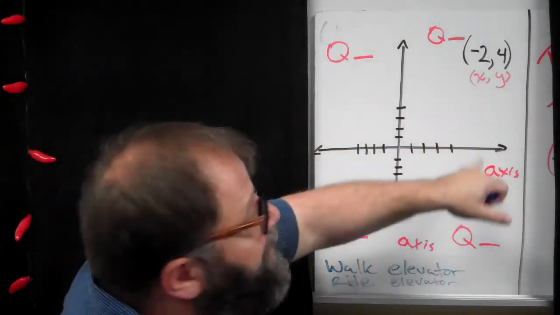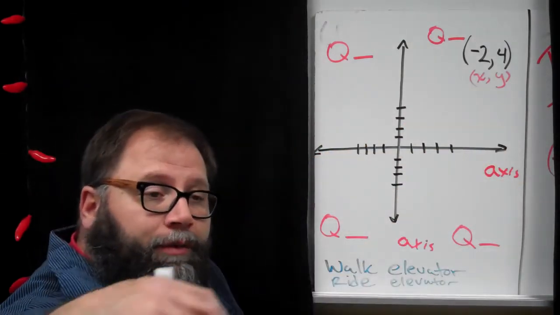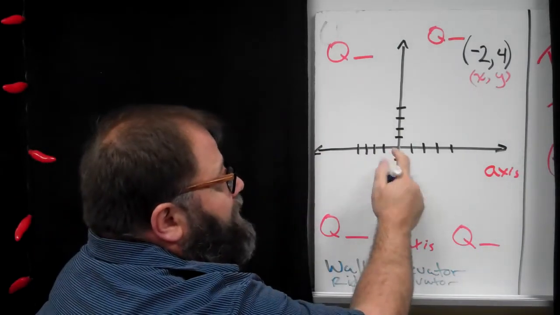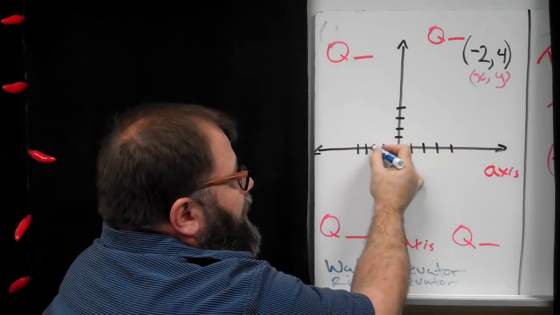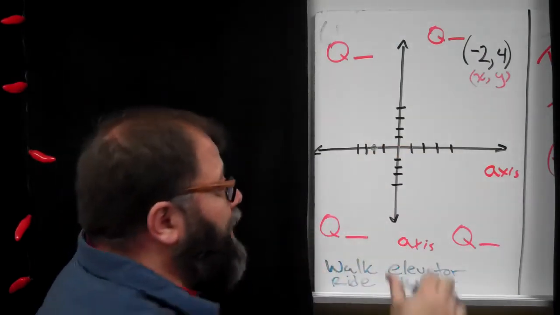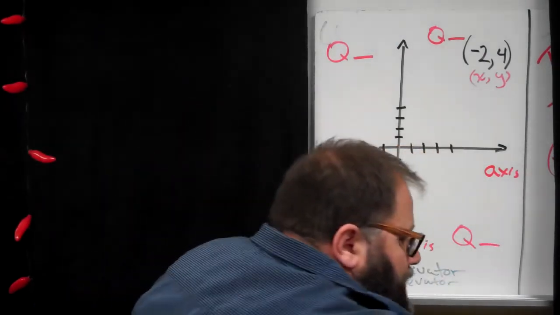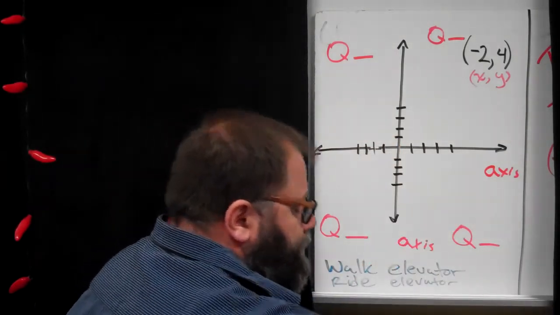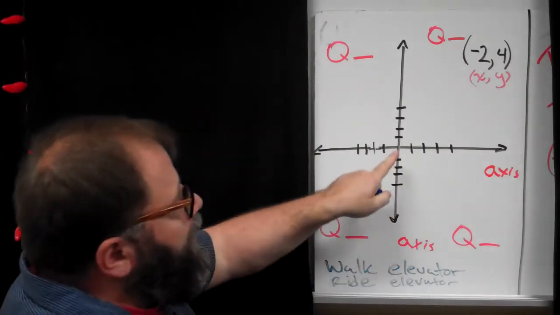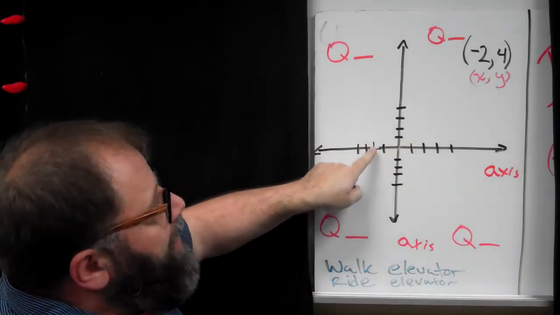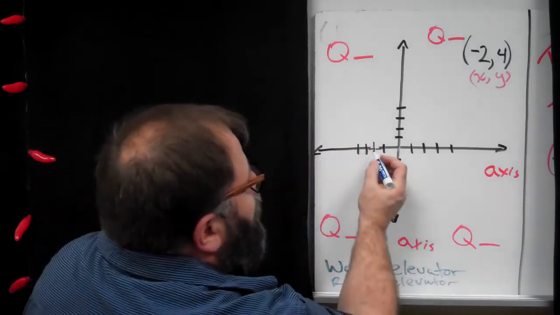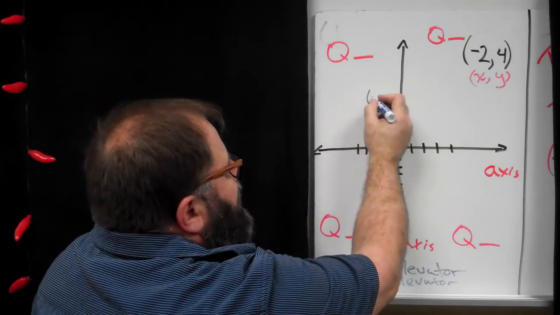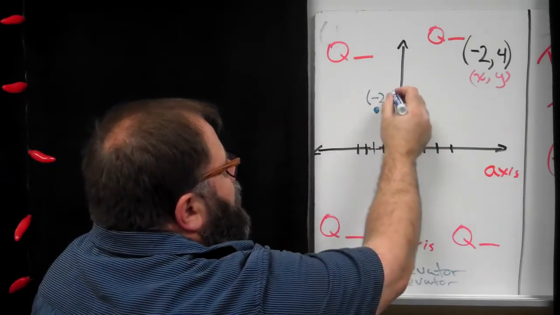So we have -2. Let's walk to the elevator. When we walk to the elevator, we're in the lobby, so we're walking this way, and elevators go up and down. We're going to go -2: 1, 2, and there's -2. But we don't put our dot there. Bad move, Dad, as my kids would say. We go to -2, then +4. So we're riding the elevator up 4: 1, 2, 3, 4, which puts our point right there. We label it just like this: -2, 4.